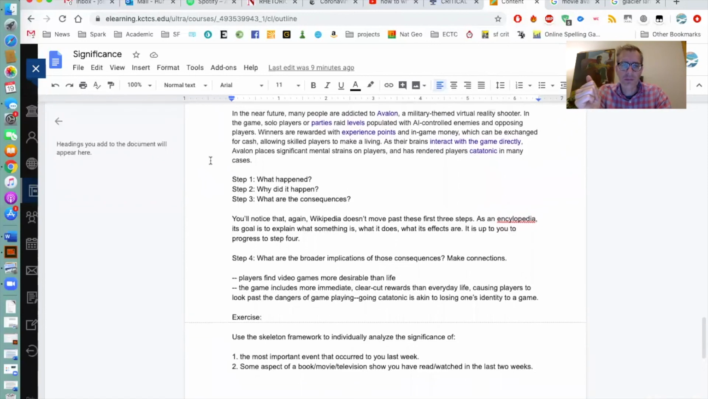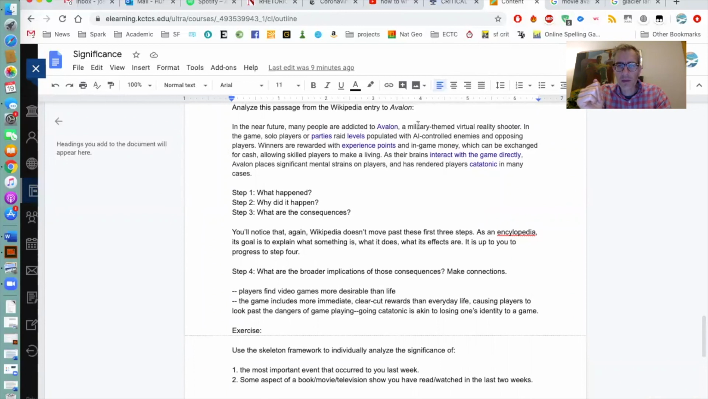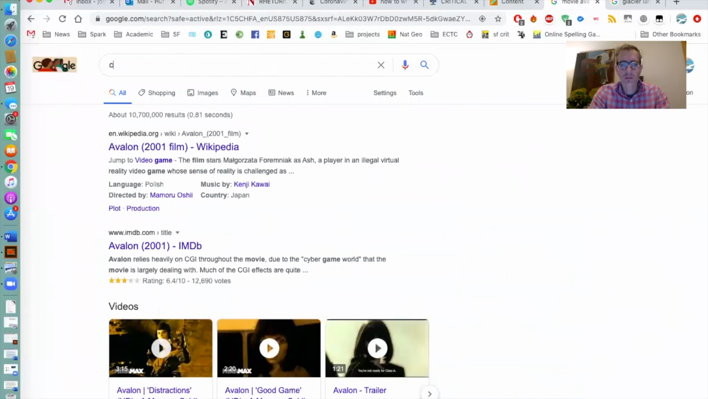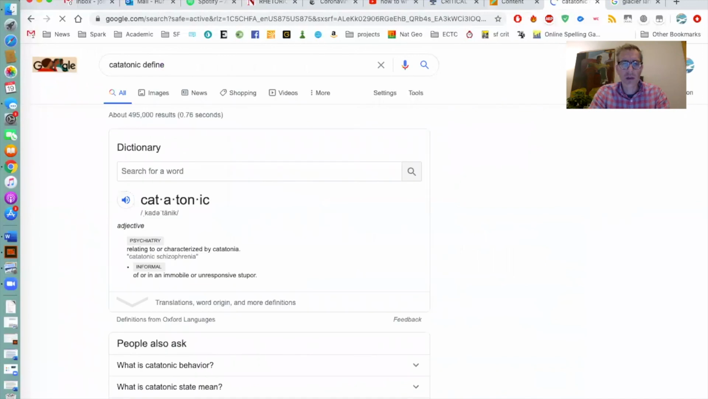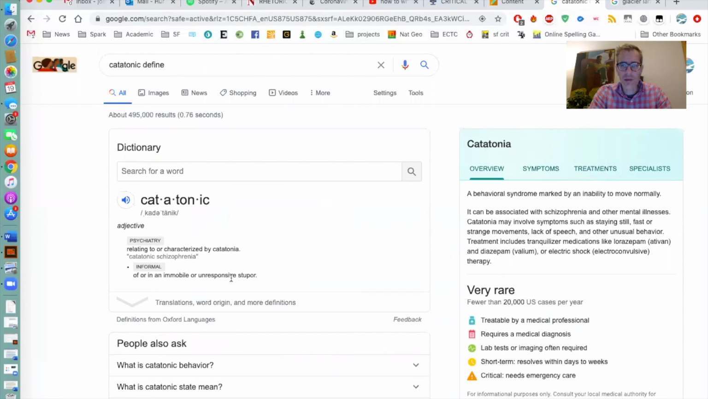So step one, what happened? Well, people played this game Avalon. It was a military-themed virtual shooter. And solo players raid levels with these AI-controlled enemies in them and opposing players. So why did it happen? Well, because they get experience points and they get money that can be exchanged for real money, not just in-game money. And so some players make a living. That's why it's happening. What are the consequences? Mental strain. Some go catatonic. Catatonic. So this means you can't move, you can't do anything. An immobile or unresponsive stupor.